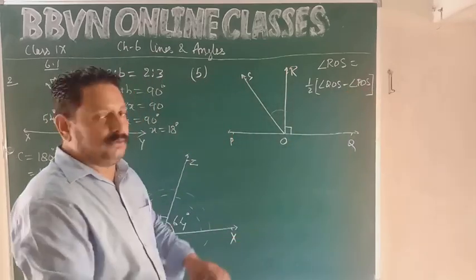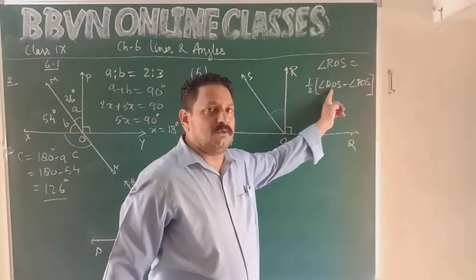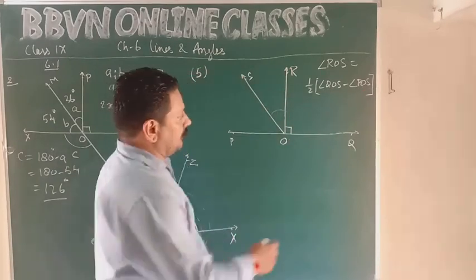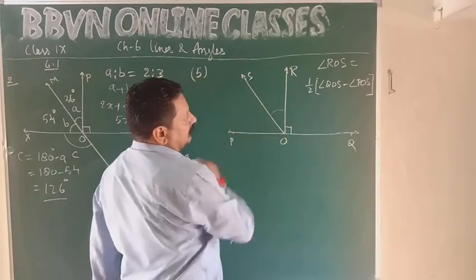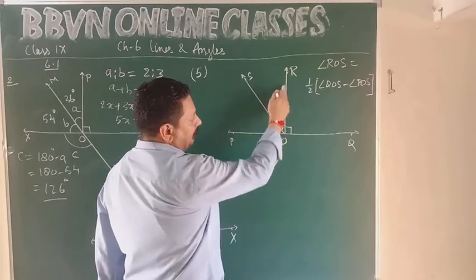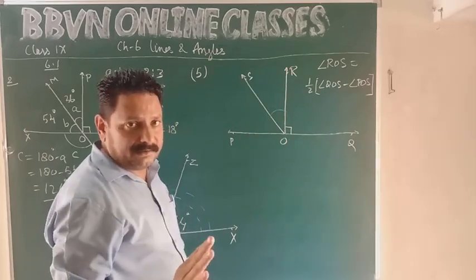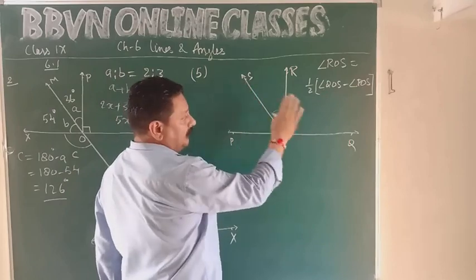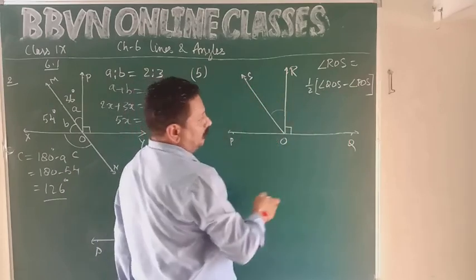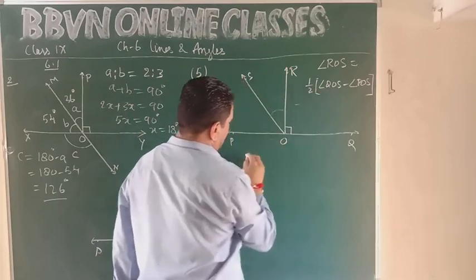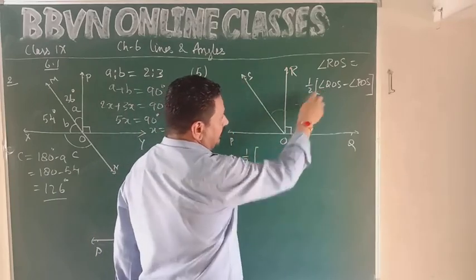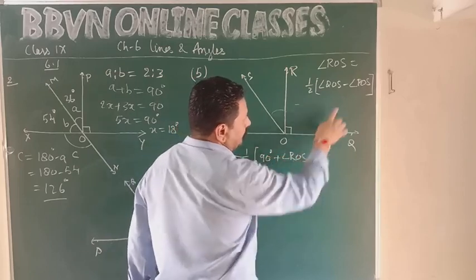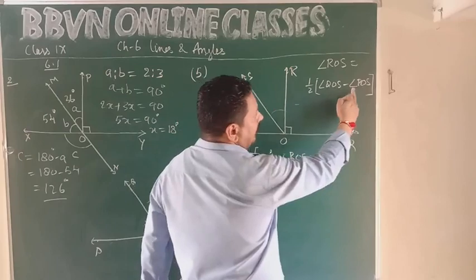Okay? So we'll do one thing. We'll take angle QOS such that we have angle ROS in it. So angle QOS is equal to 90 degrees plus ROS. Am I correct? Angle QOS is 90 degrees plus angle ROS. So half of, what is angle QOS? 90 degrees plus angle ROS minus angle POS.